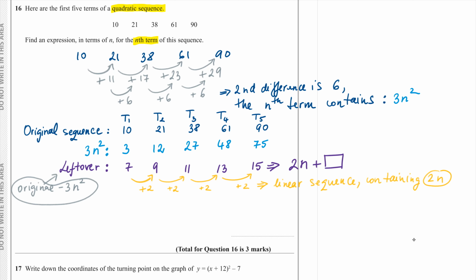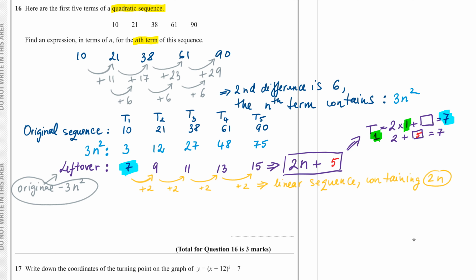To find out what that something is, we pick a random term. I'm going to choose the first term because that's the easiest. Term 1 equals 2 times 1 plus something has to be equal to 7. That missing number has to be a 5 because 2 plus 5 is equal to 7. So the leftover sequence is 2n plus 5. The original sequence is a combination of 3n squared and the leftover. So the nth term of the original sequence is 3n squared plus 2n plus 5.